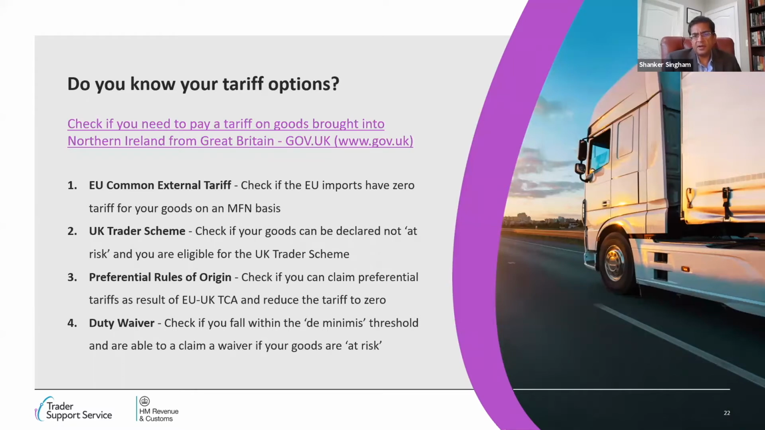Only if the applied tariff from the EU is 0 can this be a not at risk good. And if it's a not at risk good, you don't need to go to any of the other checks. You can easily use the NIREM code in the supplementary declaration, and you will not have to pay a tariff. However, most products do not have a common external tariff rate of 0.